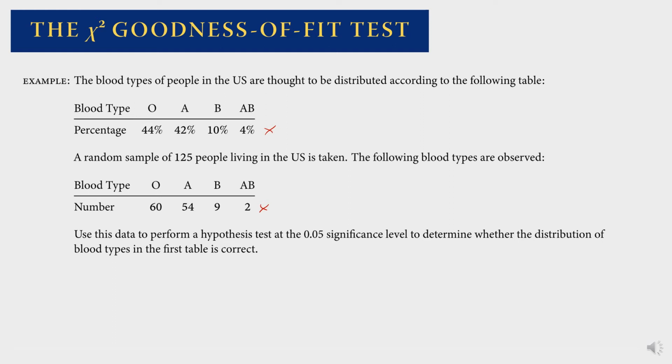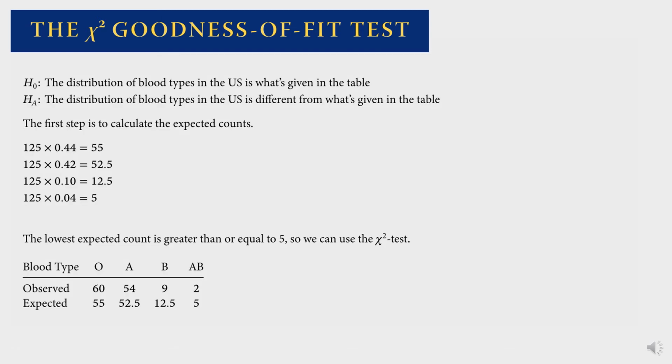To get the expected counts, we multiply each of these percentages by 125. And that's what I've done here. It's okay that some are not whole numbers. We do have an expected count of at least 5 for every group. We can proceed with the test.